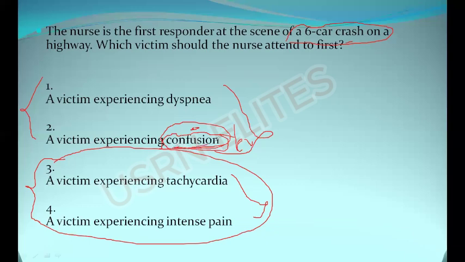So if this one had been low level of consciousness, I would have chosen that one over dyspnea, because low level of consciousness will have issues with respiration too, and the person cannot control their airway. But just confusion and dyspnea at an accident scene, I'll choose this one. So now you can talk.